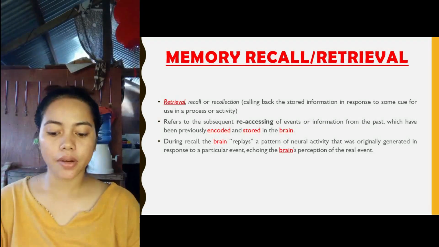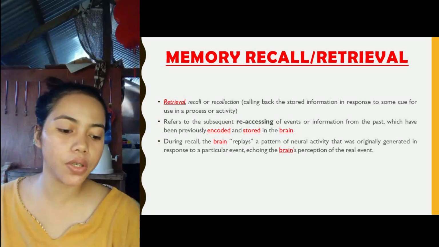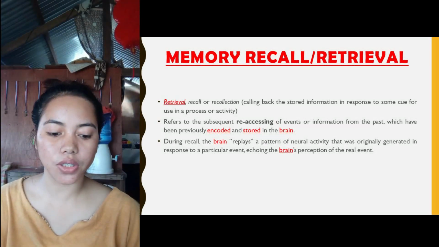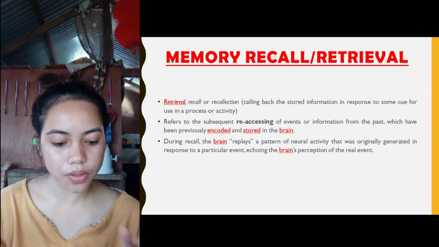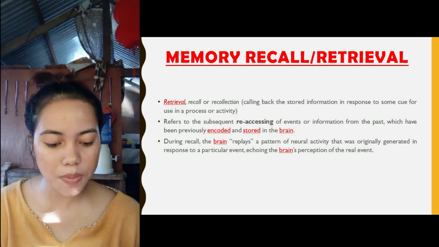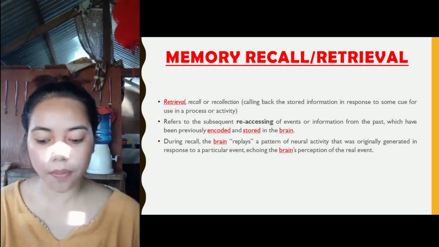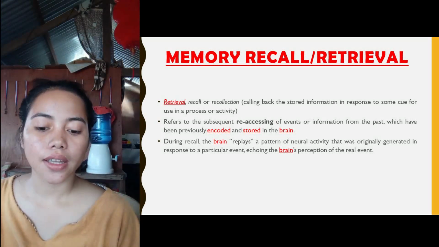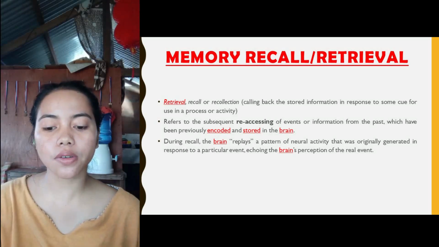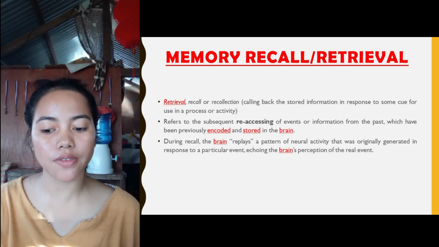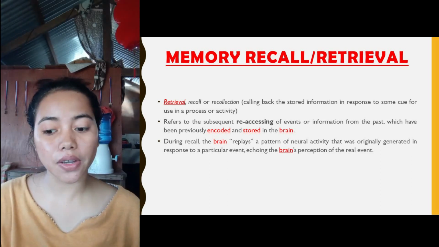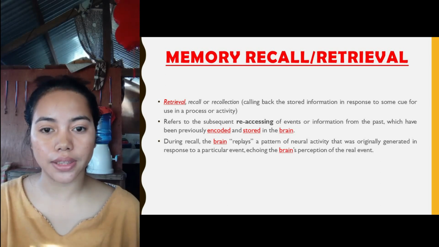Memory retrieval. When we say retrieval, it is about recalling or recollection. During recall, the brain replays a pattern of neural activity that was originally generated in response to a particular event. It's like echoing the brain's perception. Also, this refers to getting information out of storage. If we can't remember something, it may be because we are unable to retrieve it.